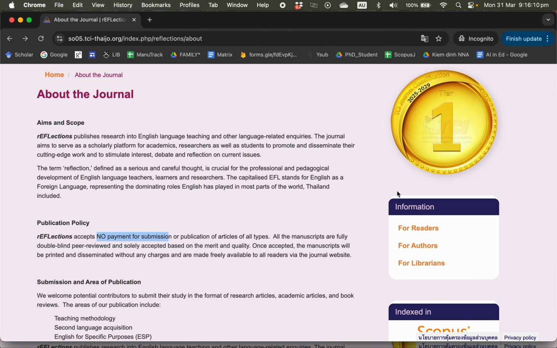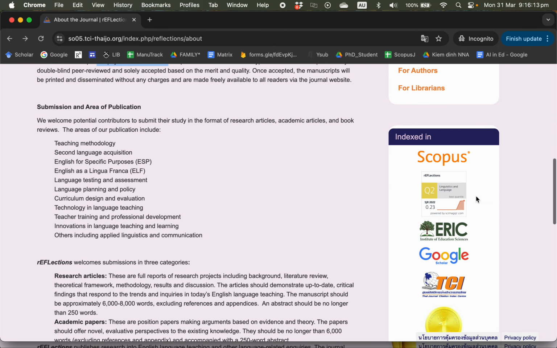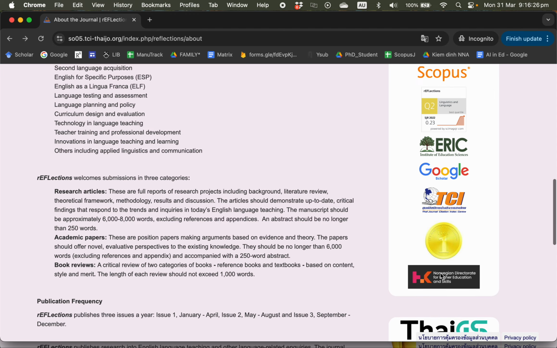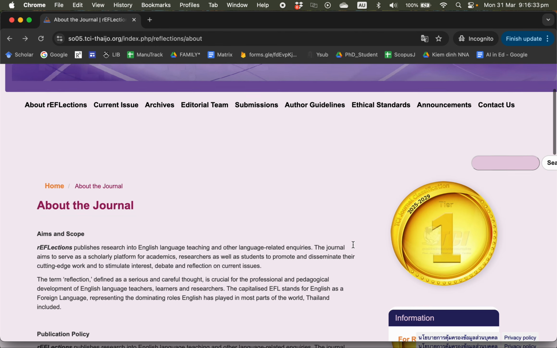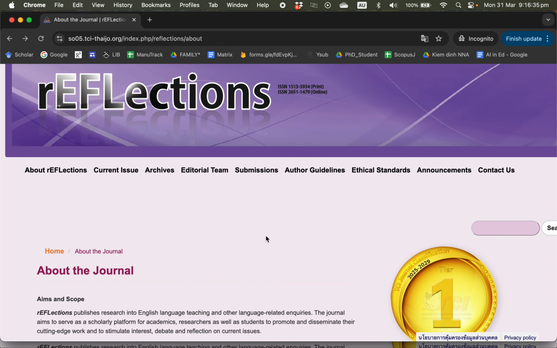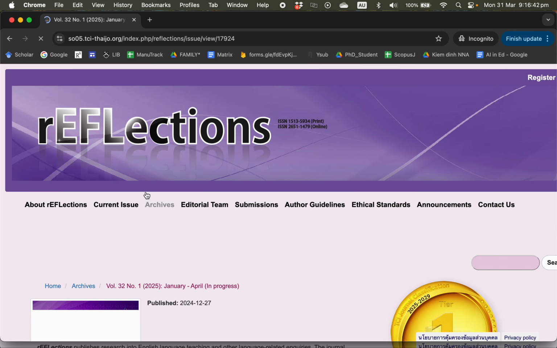Now, often on the right sidebar, you will see the indexing. This one is indexed in Scopus, which is a good sign, and then ERIC, also a very popular Education Resources Information Center database, and a few others. Okay, so generally, if a journal is indexed in Scopus, it is a good quality journal. Generally, okay.